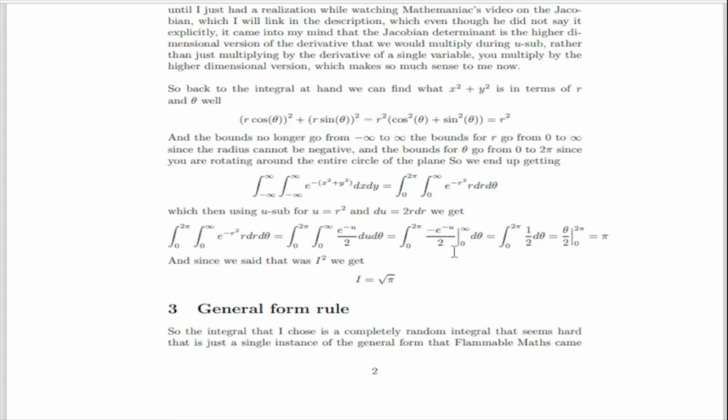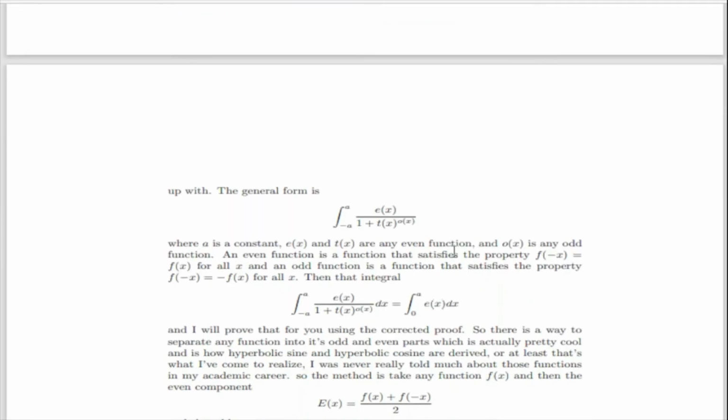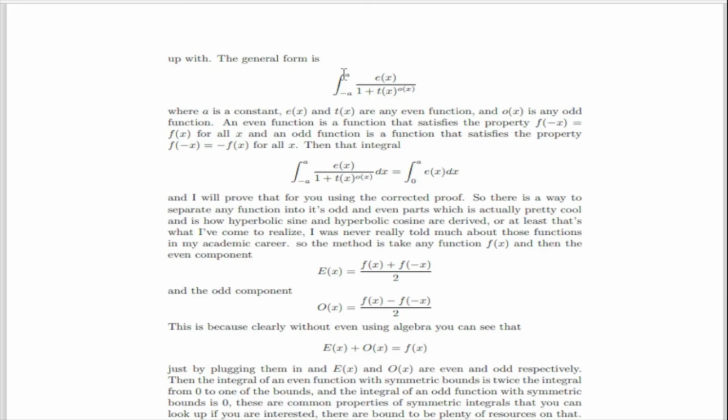So a general form rule that we are going to use, the one that I chose seems completely random for this specific general rule, but it just seems hard, so that's why I did it. But this is the general form that Flammable Maths came up with. The general form is the integral from negative a to a of E of x over 1 plus T of x to the O of x, where a is a constant, E of x and T of x are any even function, and O of x is any odd function.